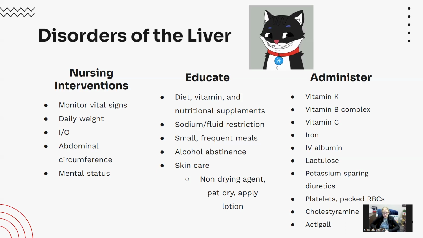Then you have cholestyramine. This binds to bile acids in the GI tract, making it insoluble. So this can cause nausea, constipation, and discomfort. But these are sticking together. It helps relieve itching. That's the big thing there. And then Actigall, or your ursodiol, helps dissolve gallstones that are not able to be removed by surgery. So if you have obstructive cirrhosis, this can be an option.